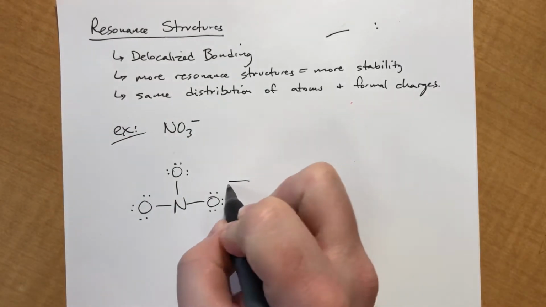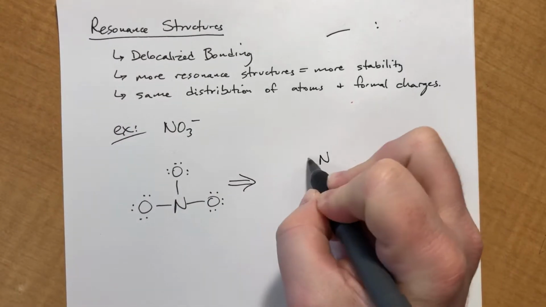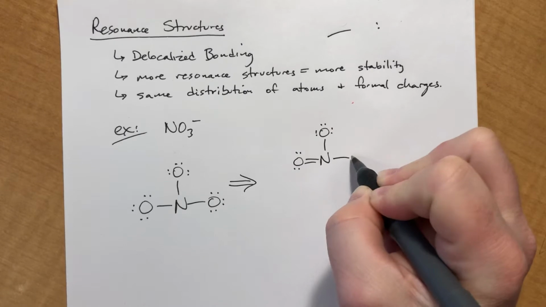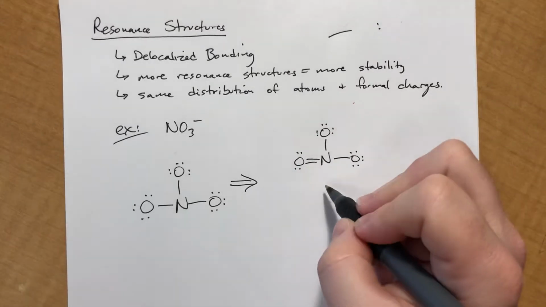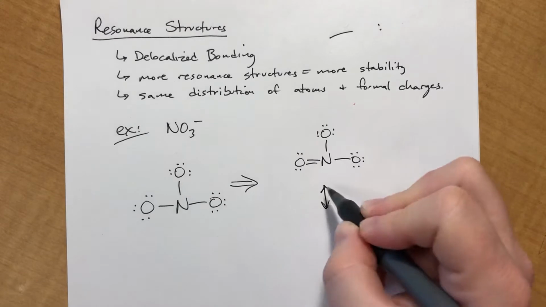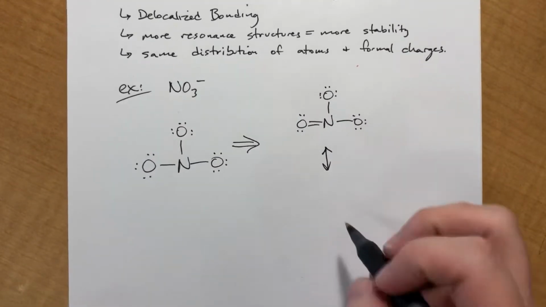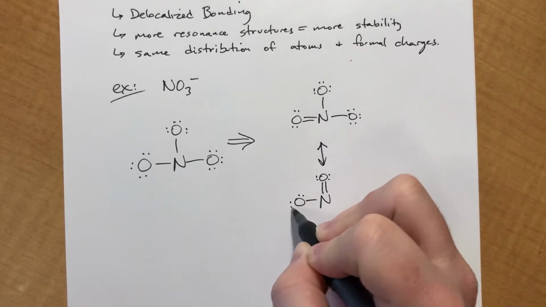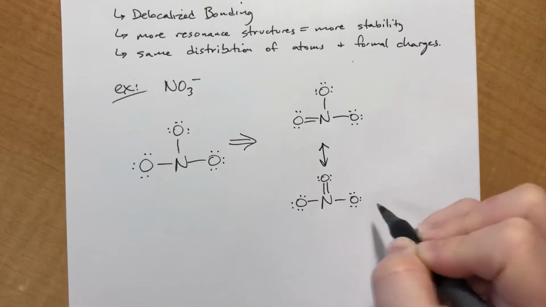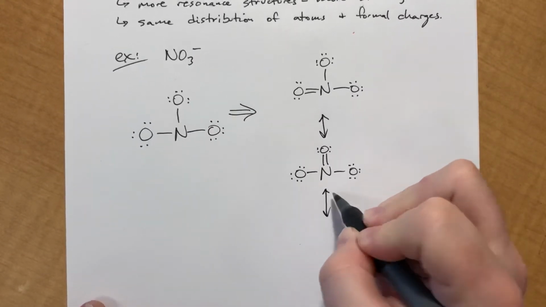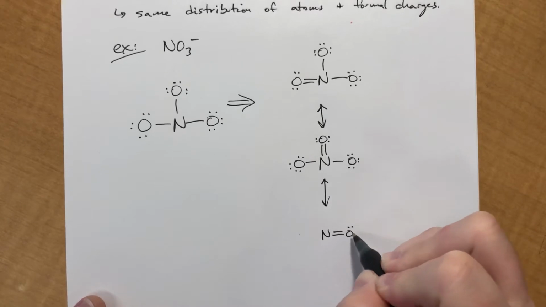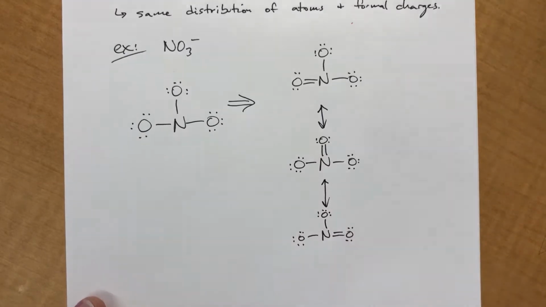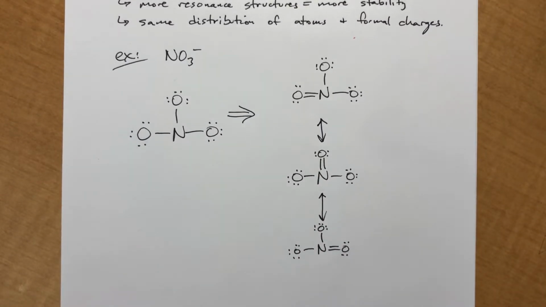Okay. So one option is to have the double bond on the left and have the single bonds on the top and the right. Another option, and this is the arrow we use to distinguish between different resonance structures, the other option is to have the double bond at the top. And the other option is to have it on the right. So we have 3 different structures. Okay. More resonance structures equals more stability. So resonance structures are actually a good thing as far as this stuff is concerned.